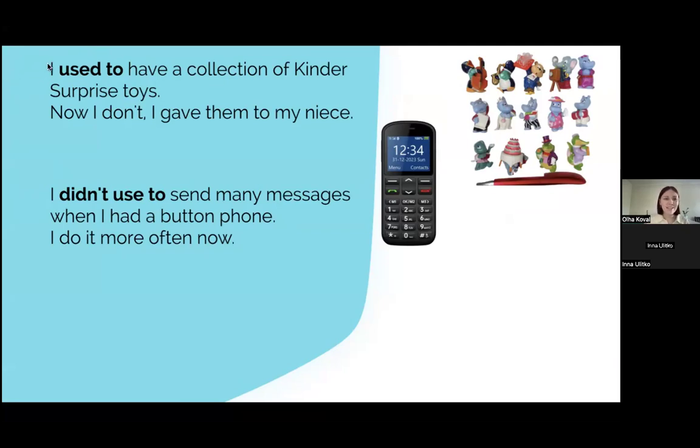So now please look at the first sentence, look at the first ideas, and tell me, did I have a collection of Kinder Surprise toys in the past? So did I have those toys in the past? Yeah, so you can just type yes, no.